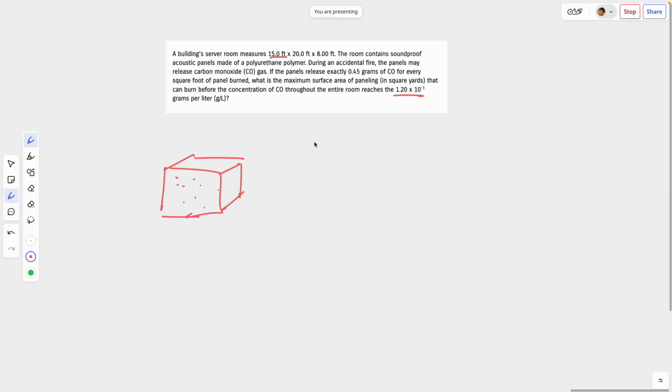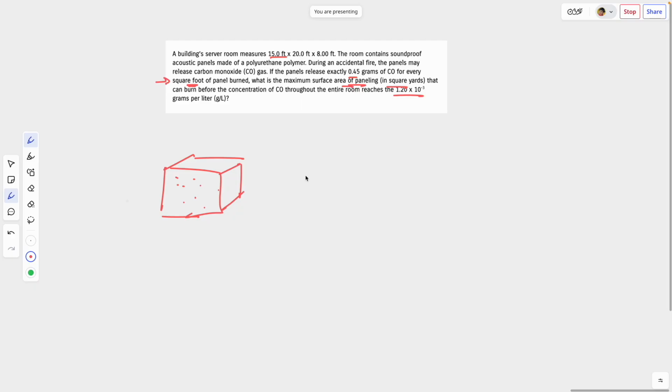But it adds one more layer to that. Instead of asking for the mass, right, which we're given, it's adding one more ratio here. For every square foot of panel burned, this many grams of CO are released. So we have to use that, and our final answer is going to be in square yards because that's what it wants. Because it's asking what the maximum surface area of paneling can be burned. So this is going to link to this over here. That's going to be towards the end of our calculation.